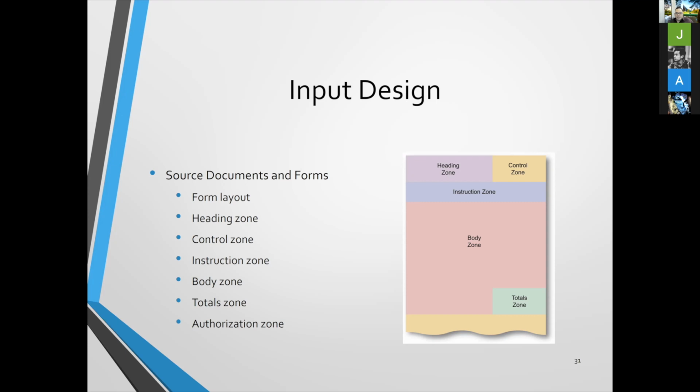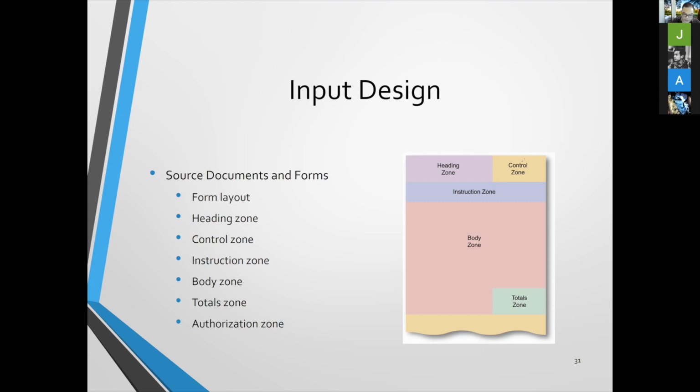The next one, heading zones. If you have a look on this screen, the heading zone here might be the logo of the company, address of the company and the contact address, contact number. Control zone, what is it? Control zone normally it is the number. For example, it might be the document number from the book number, something like that.